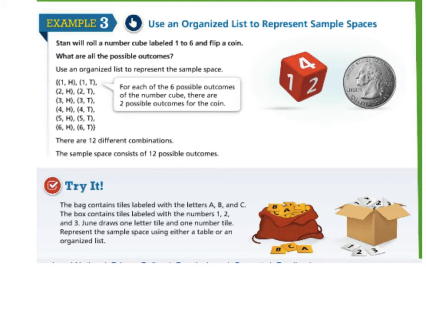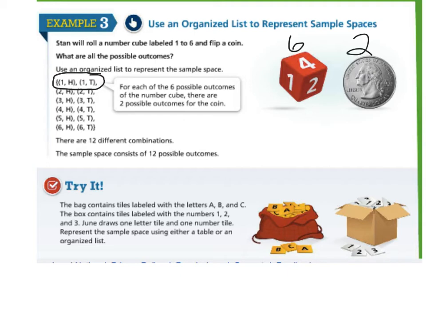So here you have a number cube numbered with 6 possible outcomes, 1, 2, 3, 4, 5, or 6, and you have a coin that you're going to flip, and the coin has 2 possible outcomes. It's either heads or tails, and the organized list takes each number from the number cube and matches it with an outcome from flipping the coin. So for example, if I roll a 1 on the number cube, I can get heads or tails on the coin to make 2 outcomes.